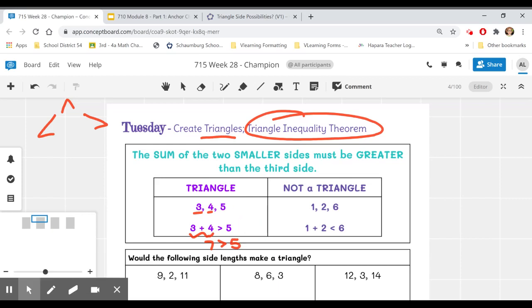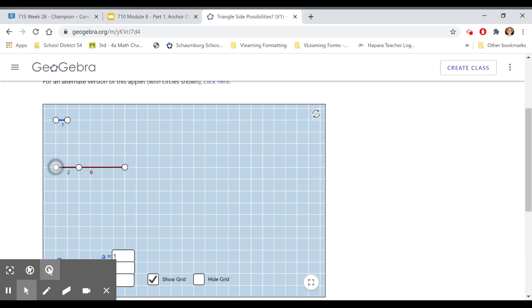However, not a triangle would be 1, 2, and 6. And now I'm going to try to do the same thing to create a triangle. I have this length of 2, and then I have this length of 1. And what we notice here is there's no way that I can angle these lengths to touch and make a triangle. My longest side is just too long. So in order to make this actually be a triangle, I have to increase the size to be bigger than the side length of 6.